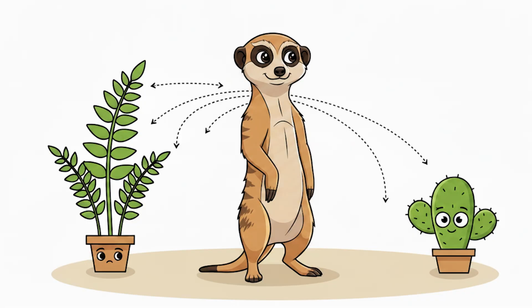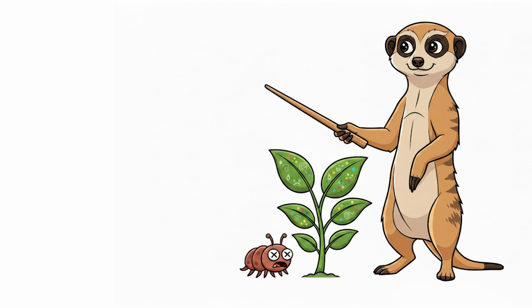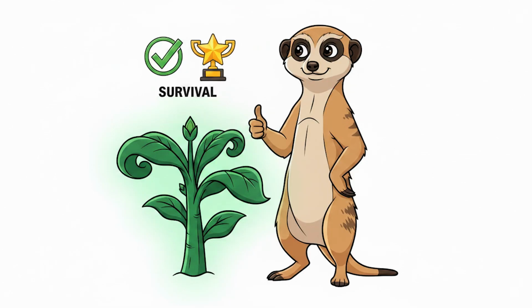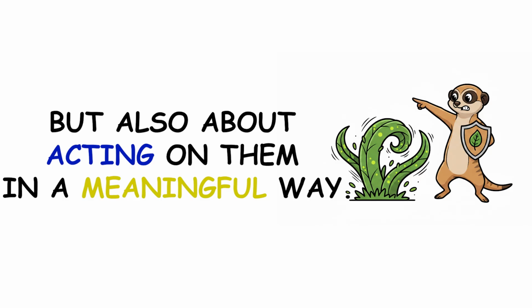Warning responses. When plants receive signals from others, they do not remain passive. They begin producing compounds that make their leaves less appealing to insects or even toxic. This response can happen before the threat reaches them, giving them a better chance of survival. It shows that plant communication is not just about sending messages, but also about acting on them in a meaningful way.